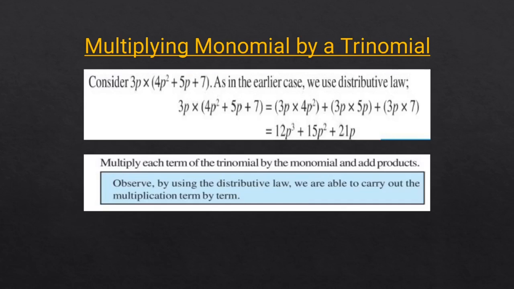Further, we would learn about multiplying a monomial by a trinomial. Here, the example says, consider 3p into 4p square plus 5p plus 7. Well, in this case as well, we will use the distributive law, and thus the product we obtain on multiplying will be 12p cube plus 15p square plus 21p.